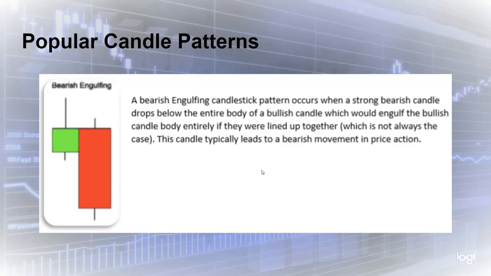The opposite of that here, as you can see, is a bearish engulfing candle, which is literally just the exact opposite. So we've got a big red candle. If you sort of superimposed it on top of it, it would fully cover all of the green, and that's why it's called a bearish engulfing candle. This type of candlestick pattern often leads to a bearish movement in the price action.